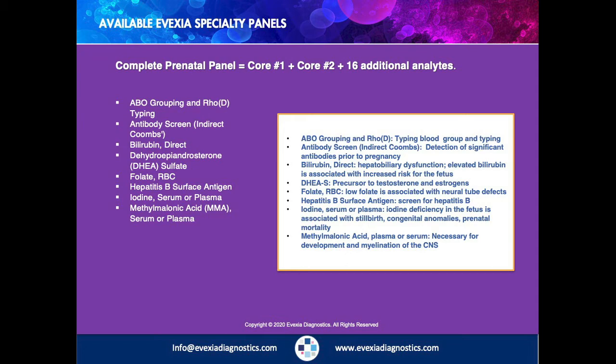The next analyte is RBC folate. And as you most likely know, low serum folate during pregnancy has been associated with neural tube defects of the fetus, so it's important to take a look at this nutrient.